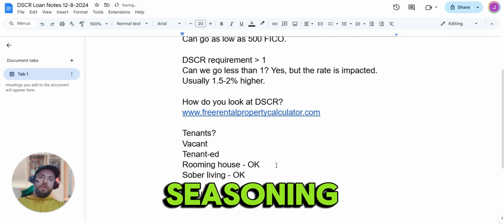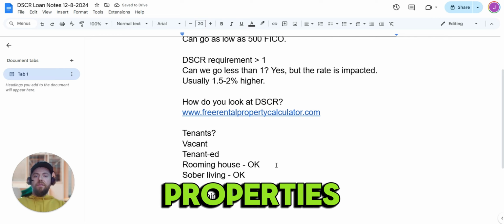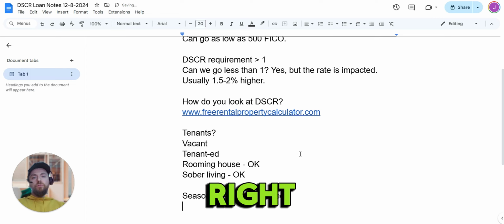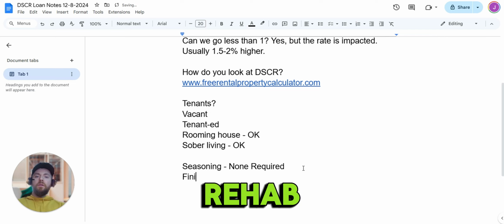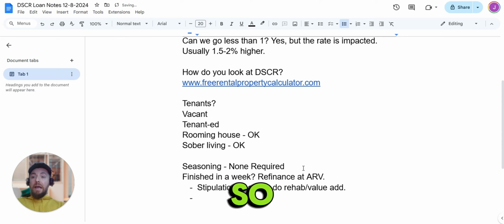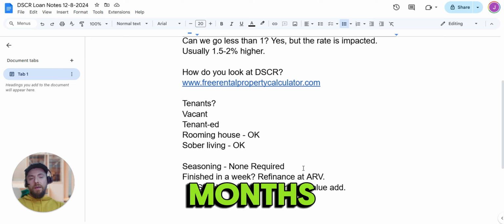What else? Seasoning. That's the big question for flippers out there, people who rehab properties and then refinance them, so people doing the BRRRR method. None required. That's right. You could finish your rehab and refinance at ARV. You can finish in a week and refinance the property at ARV. The stipulation is that you have to do a value add. So you cannot buy a property at a deep discount, paint the walls, and then use us to refinance with no seasoning at the ARV. You're going to have to wait the 6 months to do that.